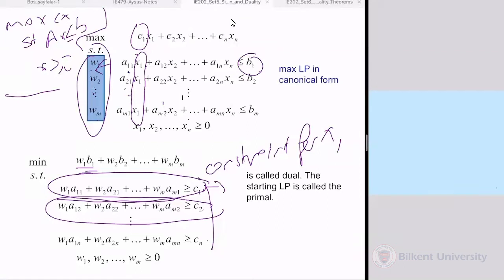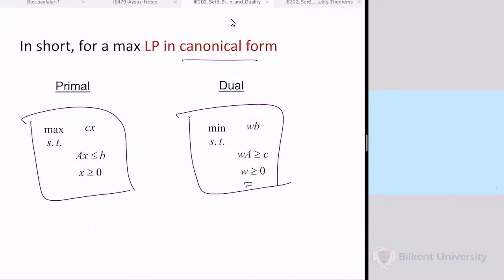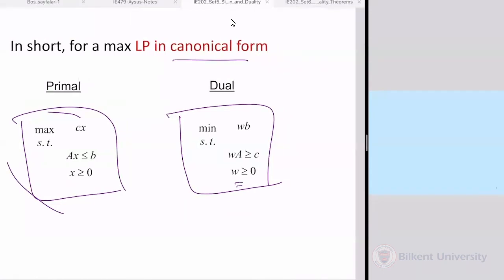Each variable in the primal brings a constraint in the dual, all right? And each constraint in the primal brings a variable in the dual. That's why these are actually coming in pairs. So we have actually shown that if my primal is a canonical form max, my dual is a canonical form min. Okay? Any questions? Good.